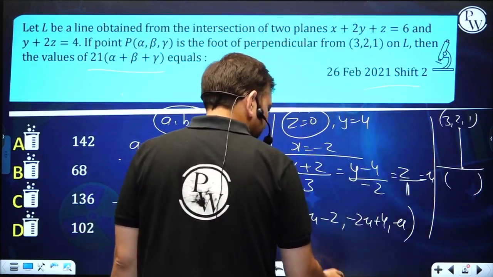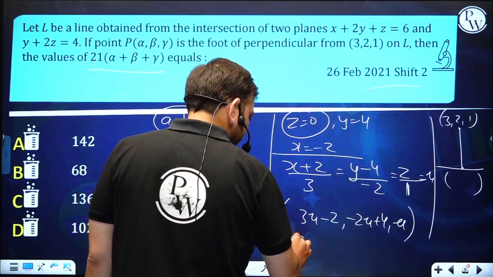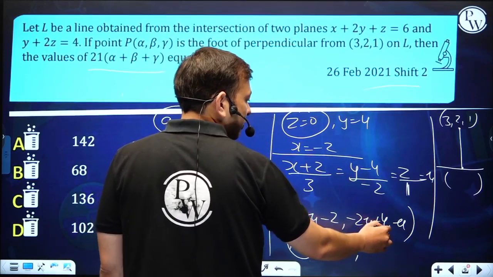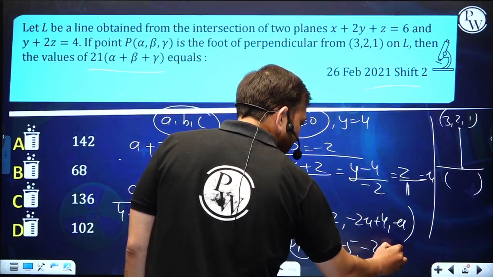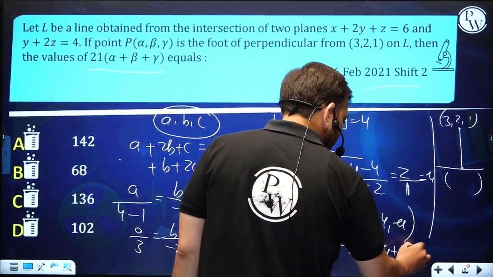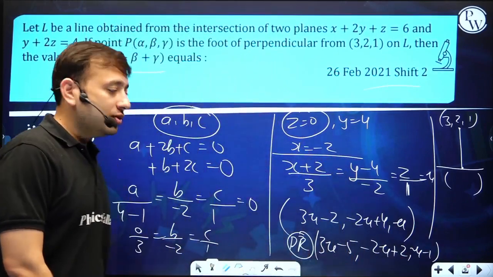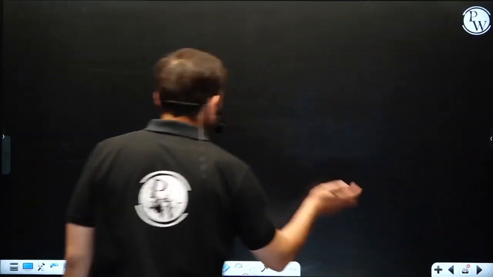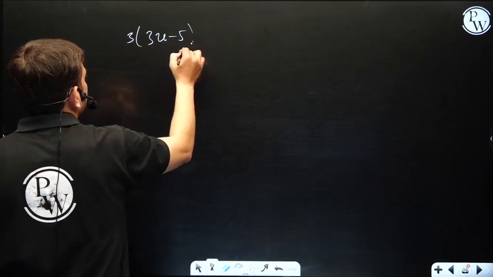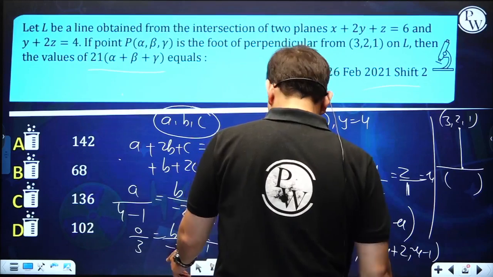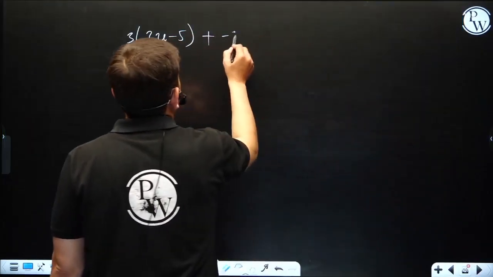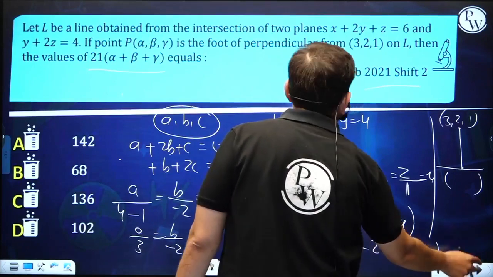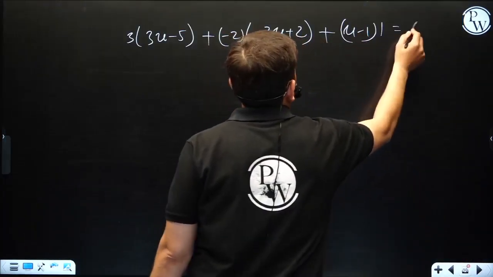Now the direction ratios. It will become 3 mu minus 2 minus 3, so 3 mu minus 5; minus 2 mu plus 4 minus 2, so minus 2 mu plus 2; and then mu minus 1. These are the direction ratios. Now this will be perpendicular to the direction ratios of the line. So that will give you 3 into (3 mu minus 5) plus minus 2 into (minus 2 mu plus 2), then (mu minus 1) into 1 equals 0.